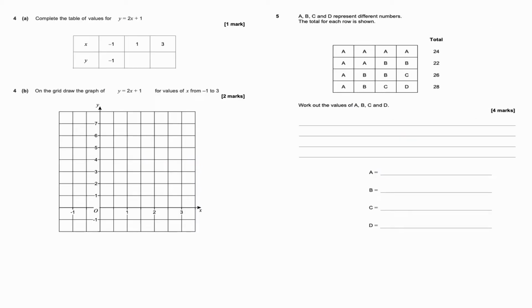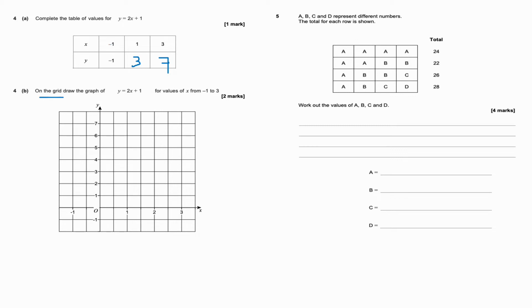Okay, next question. Question number 4: complete the table of values for the line y equals 2x plus 1. Well, subbing in 1 into here, I get 2 times 1, which is 2, plus the 1 is 3. When x is 3, 2 times 3 is 6, plus the 1 is 7.